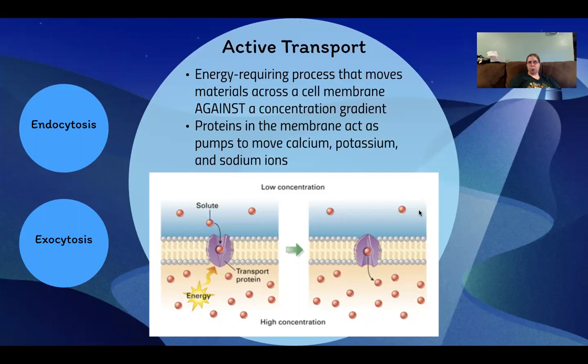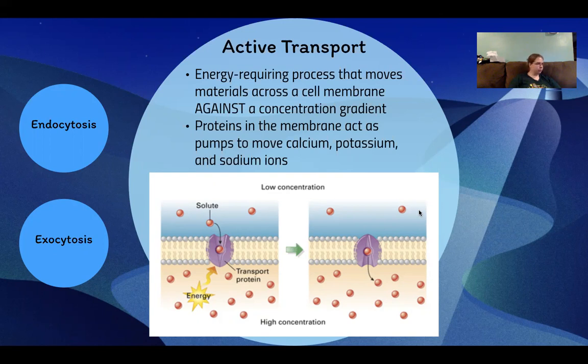Now, the reason why we need to use energy is because we're not moving things from high to low concentration. So we're not going from crowded to less crowded. We're actually going in the opposite direction. We're going from an area of low concentration to an area of high concentration. So we're moving against the concentration gradient.